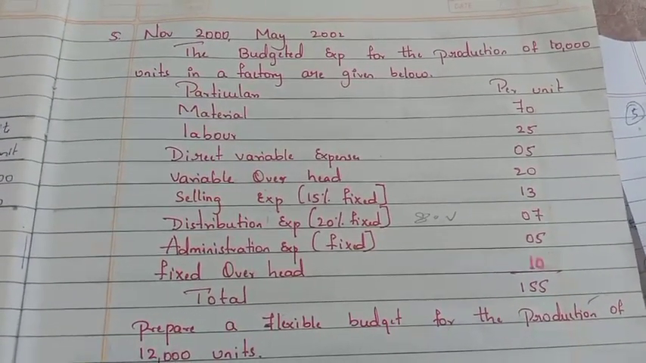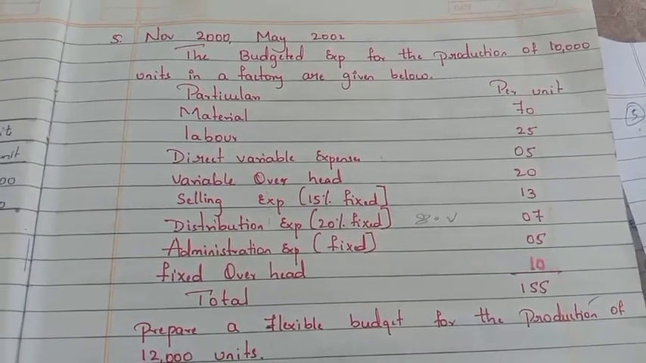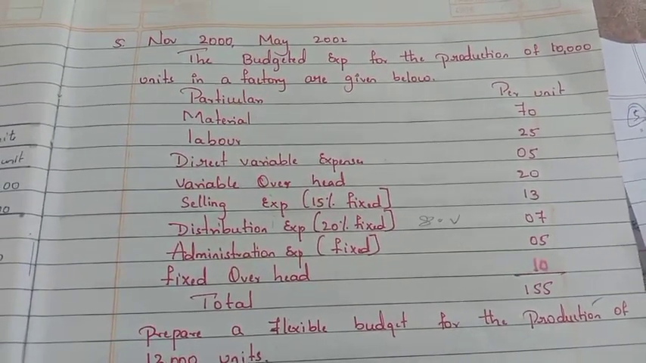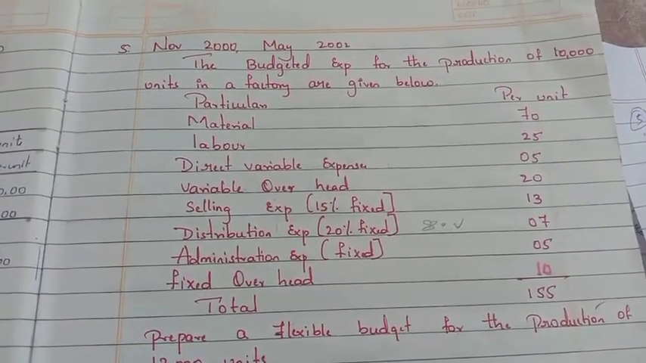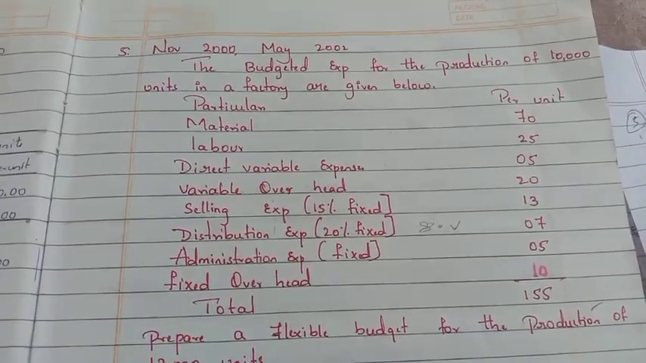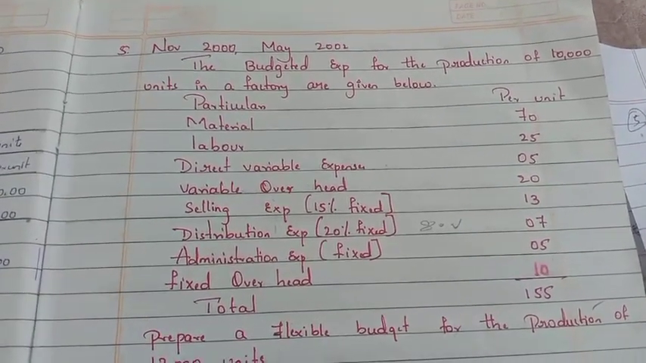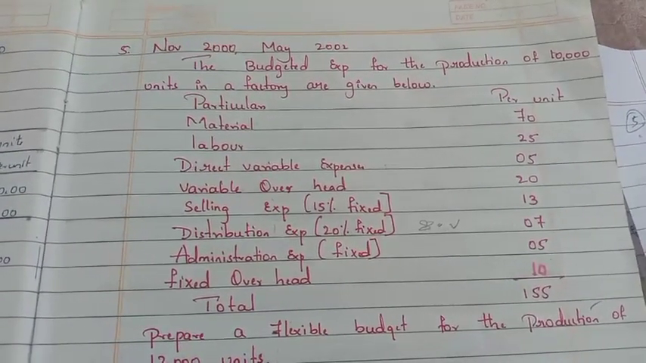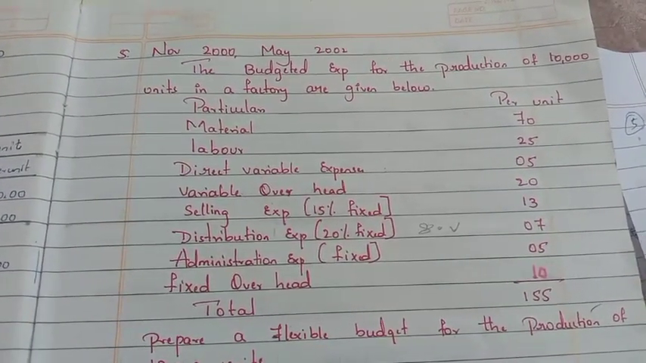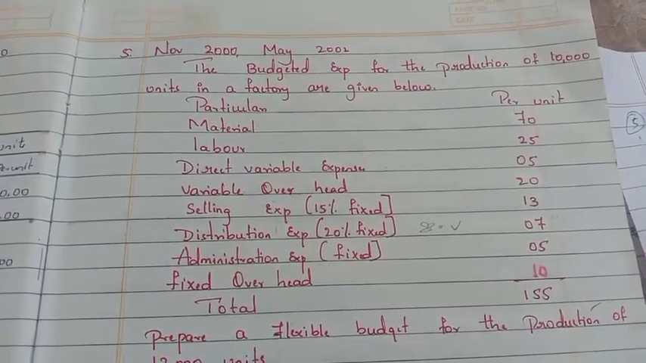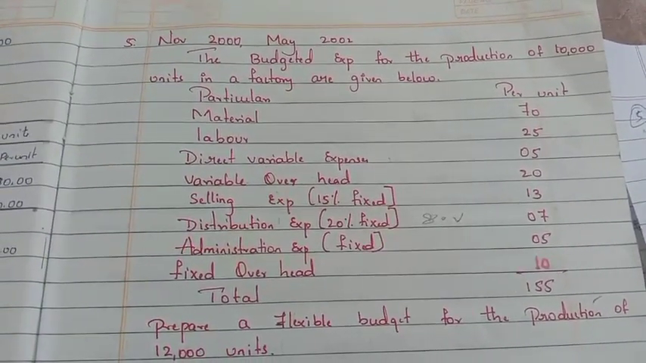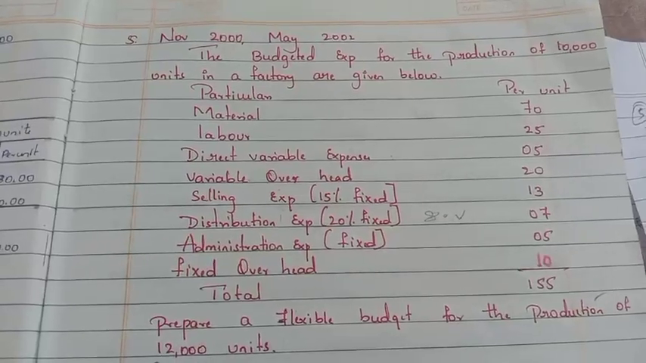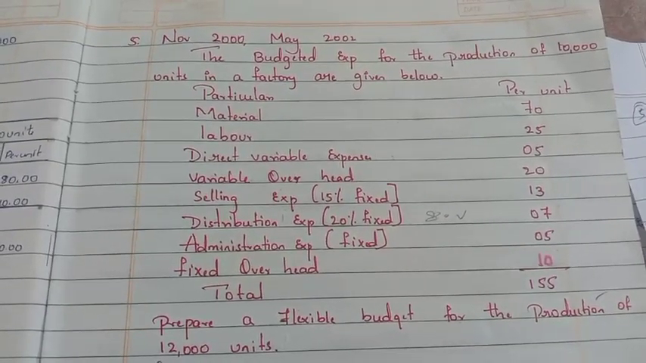After that they are given variable overheads. If only variable or fixed is given, we can take it to the factory. So variable overheads, variable means rate is constant, amount we have to calculate. Selling expenses 15% fixed, then 85% is variable. We have to do the working note. Distribution expenses 20% fixed, 80% variable. We have to do the working note.